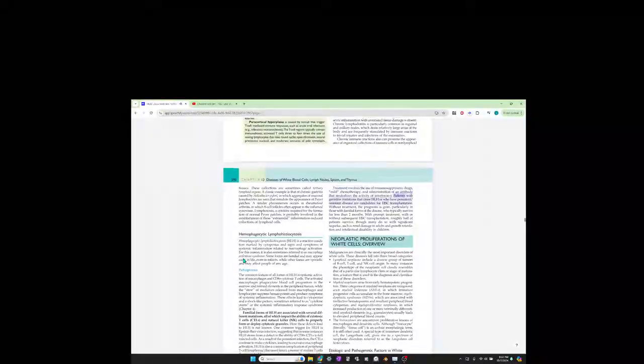Coagulation studies may show evidence of disseminated intravascular coagulation. If untreated, this picture can progress rapidly to multi-organ failure, shock, and death. Treatment involves the use of immunosuppressive drugs, mild chemotherapy, and administration of an antibody that neutralizes the activity of interferon gamma. Patients with germline mutations that cause HLH or who have persistent resistant disease are candidates for HSC transplantation.